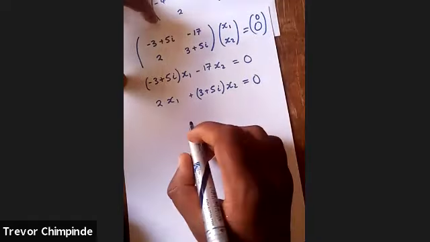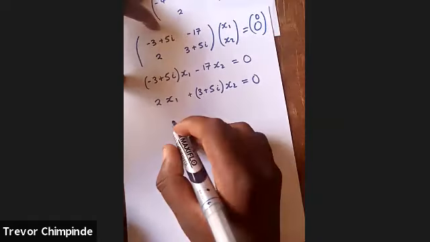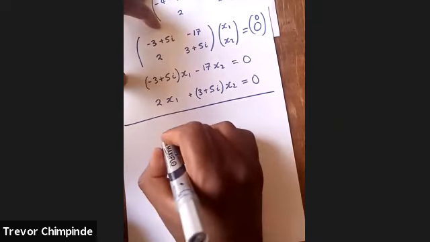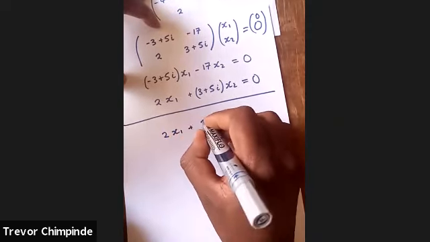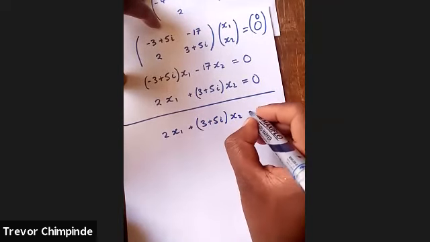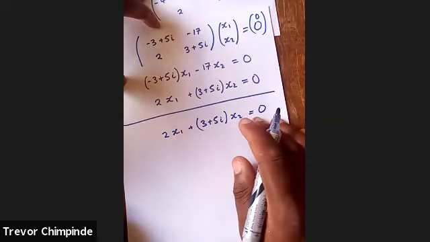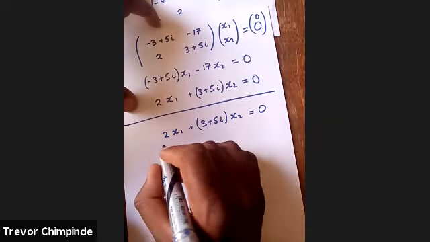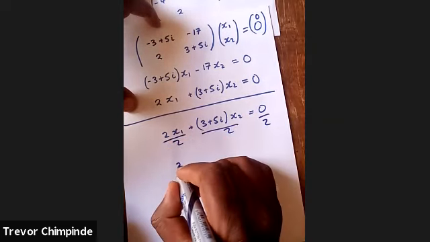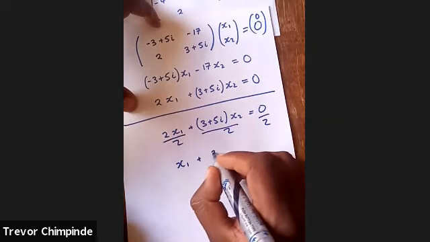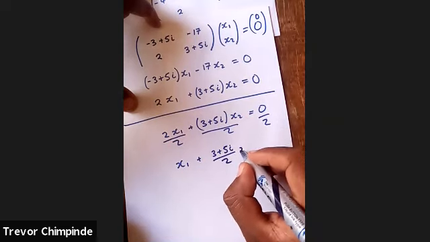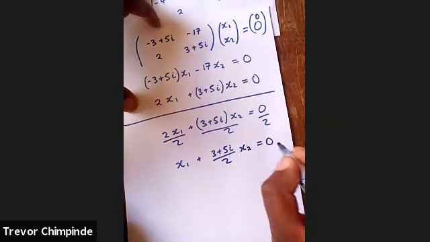Okay, so let's do this one. This second equation, 2x1 plus (3 plus 5i) x2 is equal to 0. We divide this by 2, so divide by 2 everywhere. So we have x1 plus (3 plus 5i) over 2, x2 is equal to 0.